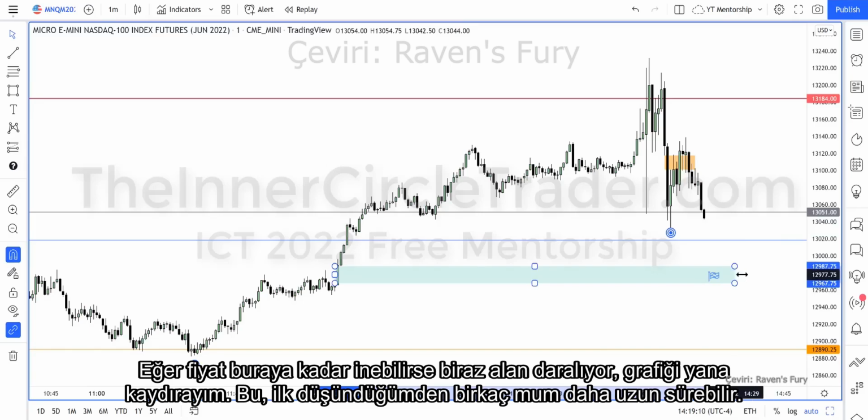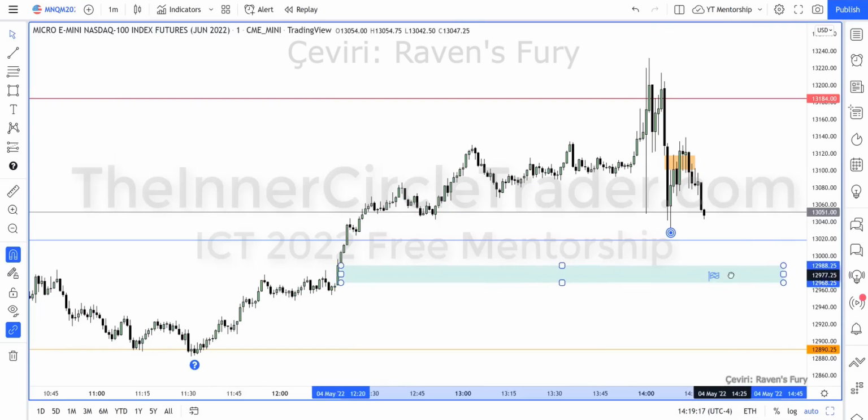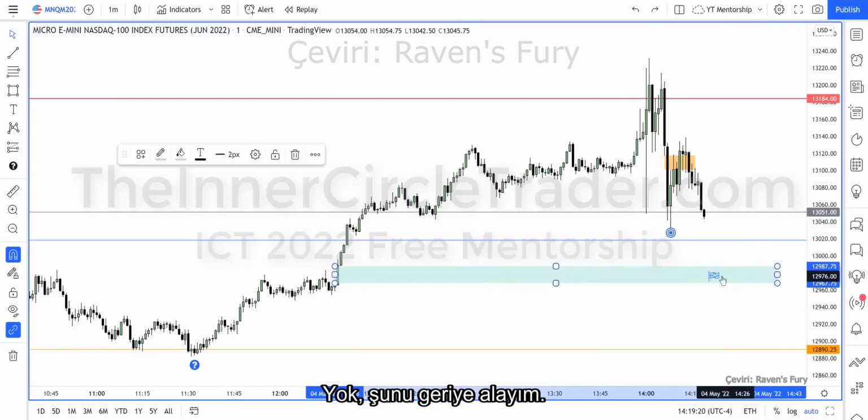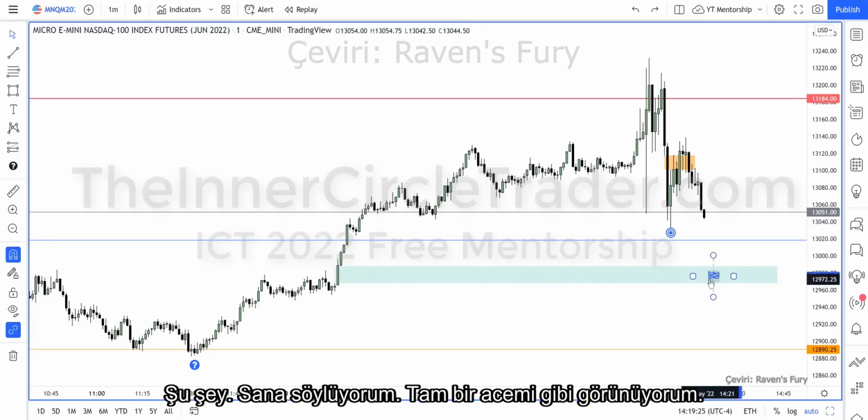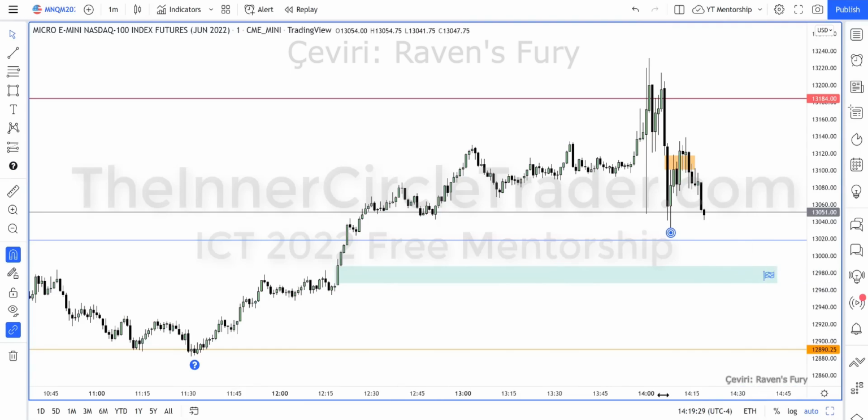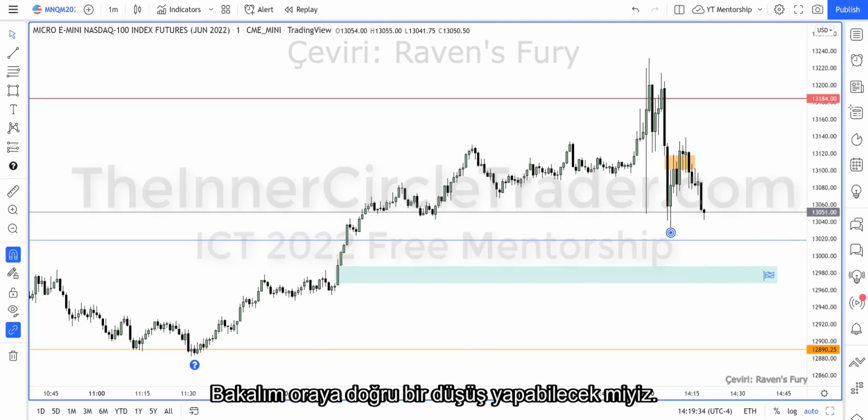I'm going to scrub this over because you can see we're running out of space here. It might take a little bit more candles than I first thought. Let me get this back here. There we are. Oh, there it is. This thing, I'm telling you, I look like a noob. ICT's a noob. All right, so we'll see if we can drop down into that.